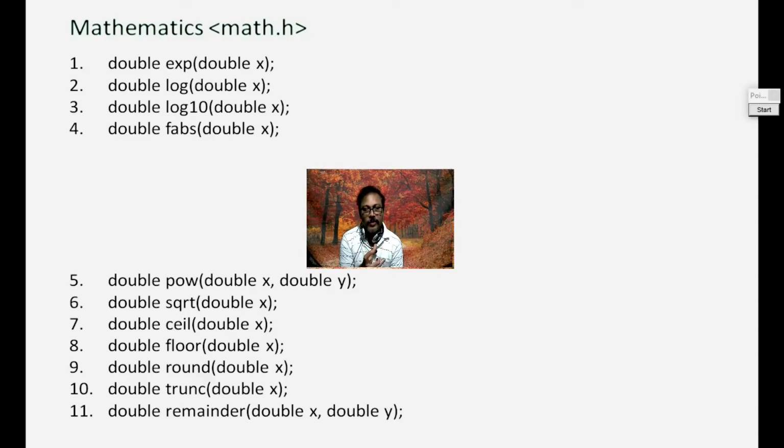Then round, which, depending on the value, whether it is 3.5 or 3.6 or 3.4, rounds appropriately. Next is trunc. Truncate is always to the lower value. Remainder you can also calculate.